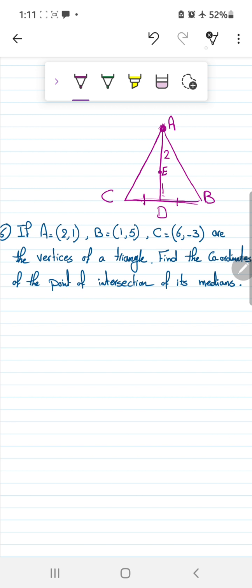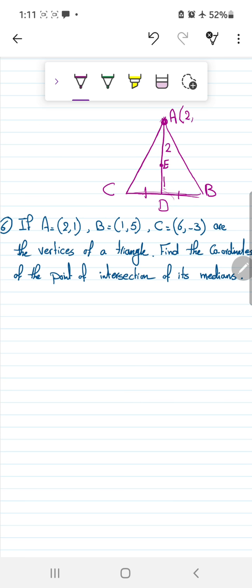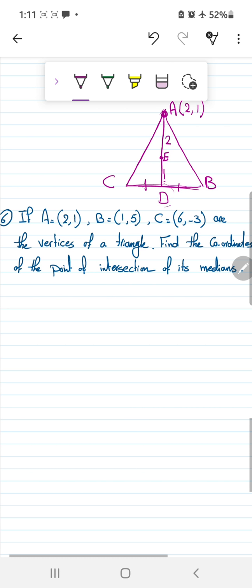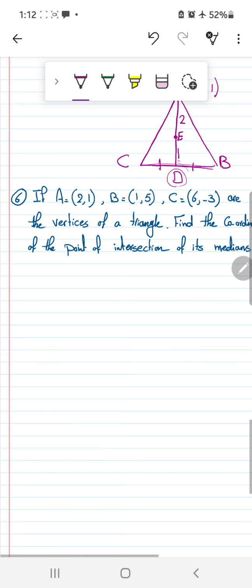First, we want to know the coordinates of A and the coordinates of D. We already have the coordinates of A, (2, 1). So we want to get the coordinates of D. How? What did you notice here? D is the midpoint. So to get the coordinates of D, take x1 plus x2 of B and C divided by 2, and y1 plus y2 divided by 2, because D is a midpoint.